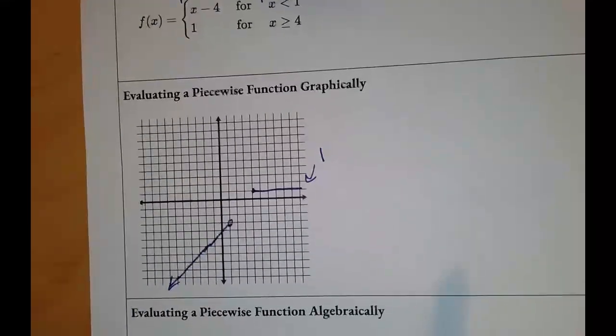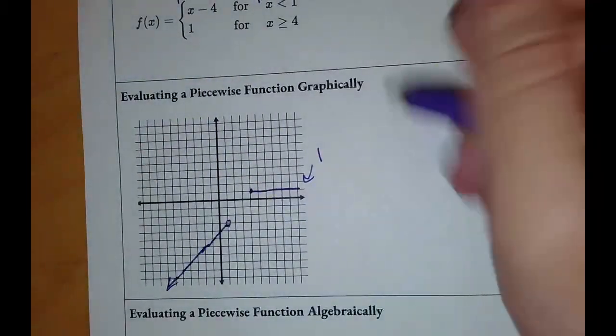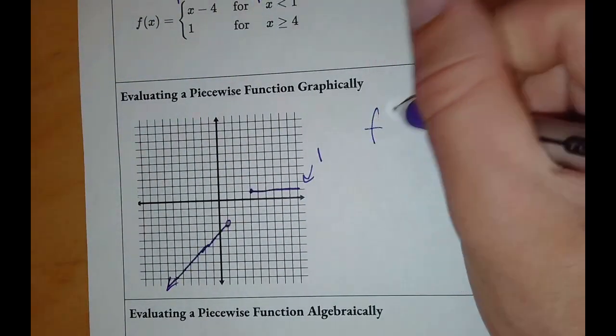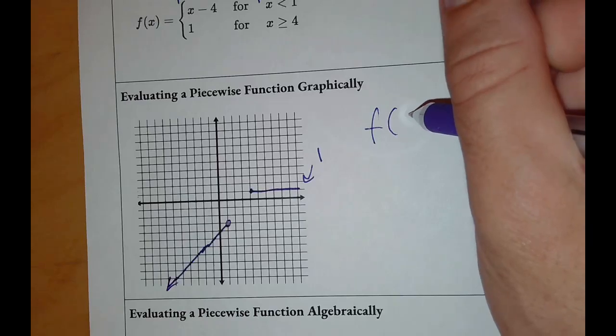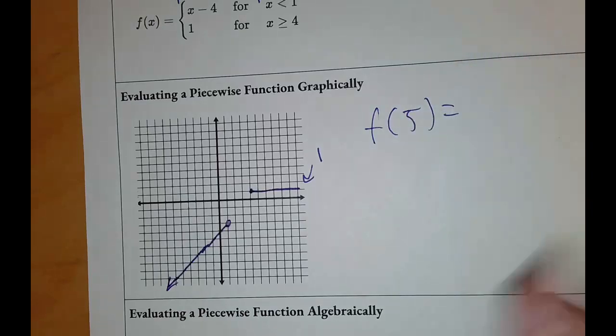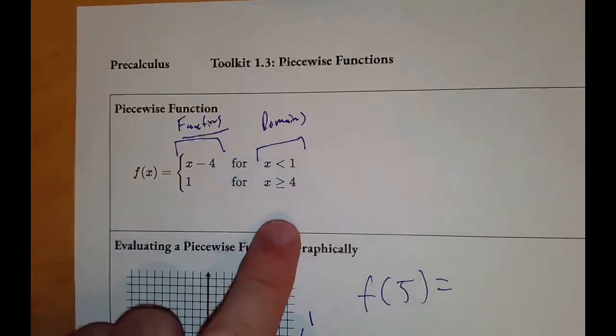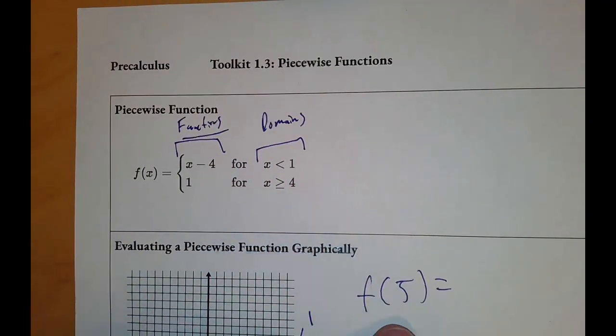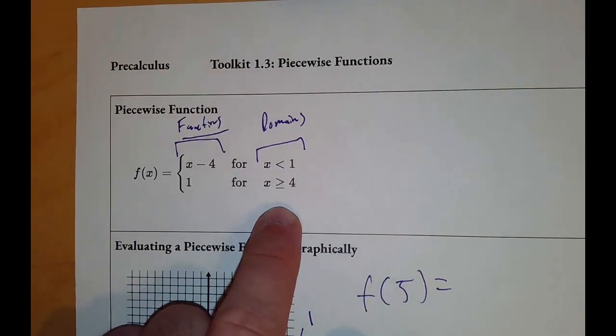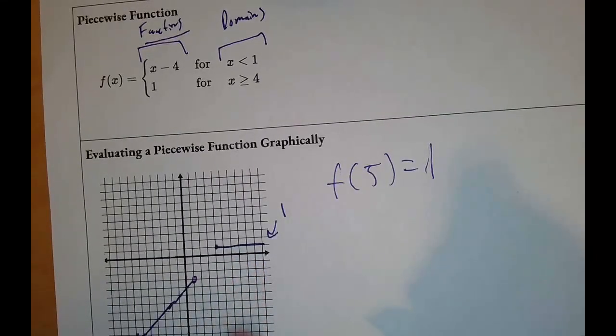Okay, so evaluating this, sometimes you get problems like, what is f of 5? If you want to find f of 5 algebraically, you go to the rules. Is 5 less than 1? No. Is 5 greater than 4? Yes. So what's f of 5? f of 5 is 1. Same thing here. f of 5 is 1.